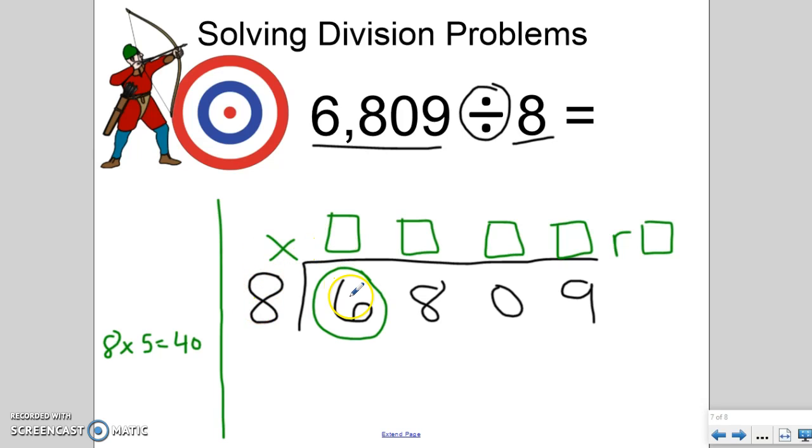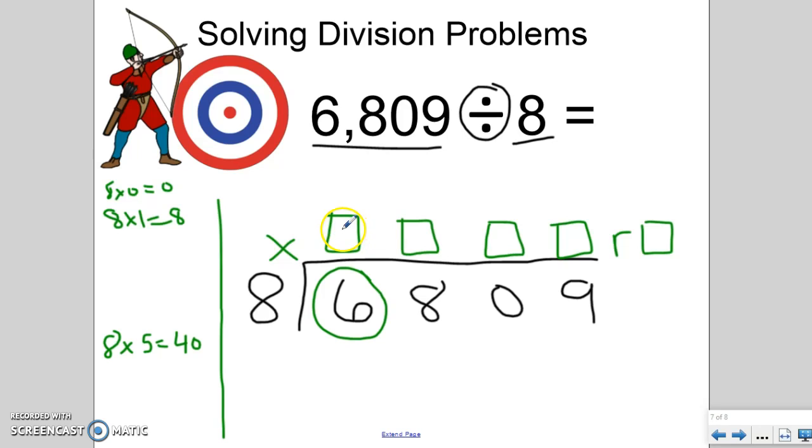Okay, 8 times what gets me closest to 6? Well, 40 is way too high. 6 is a pretty small target. I know that 8 times 1 is 8. And 8 is already passing my target. And the only number I can go less than 1, you got it, 0.